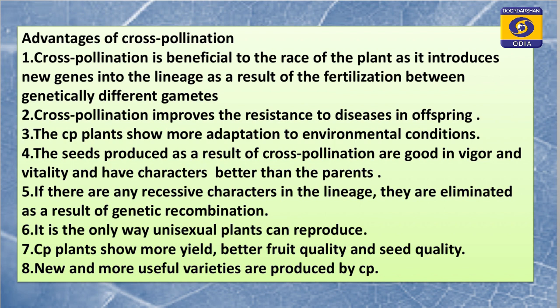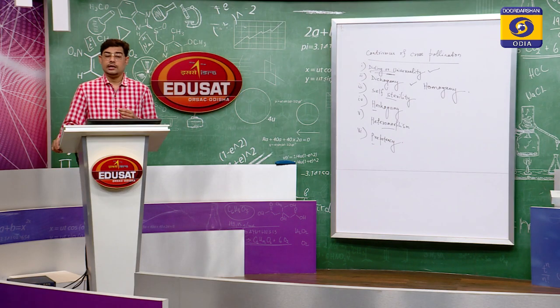The cross pollinated plants show more yield, which is better for the farmer, and obviously a farmer is cultivating for more yield. So, cross pollinated plants show more yield, this heterosis or hybrid vigor, and better fruit quality, better seed quality, and more useful varieties are produced by cross pollination rather than self pollination. And if there is any recessive character, then that recessive character is eliminated because of the genetic recombination seen in cross pollination.